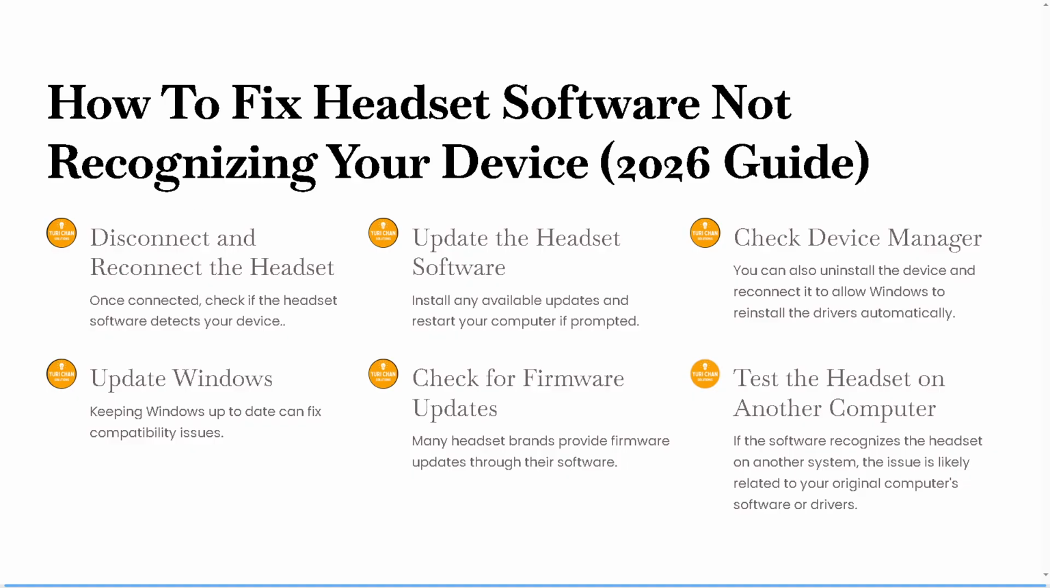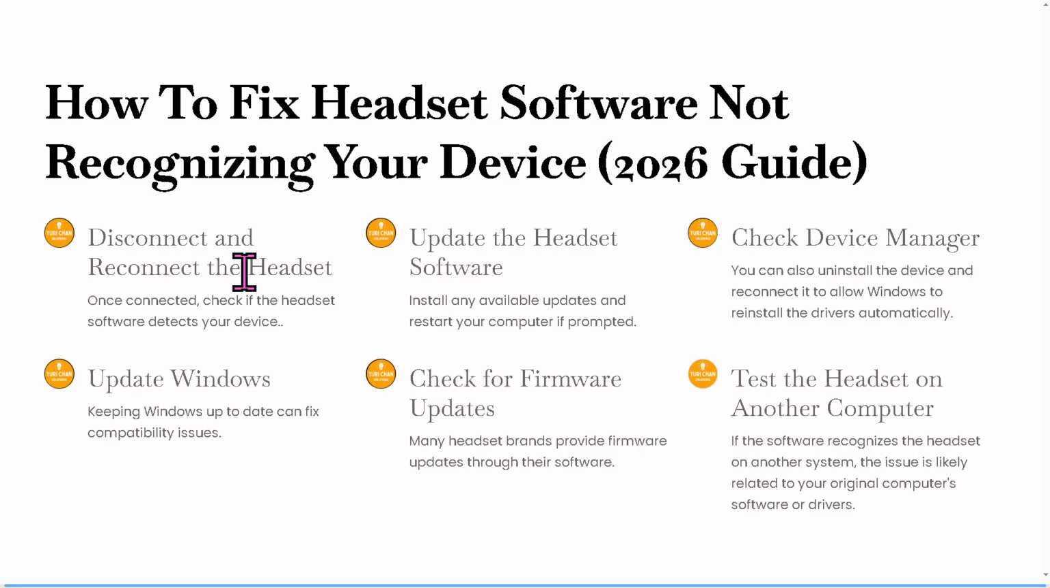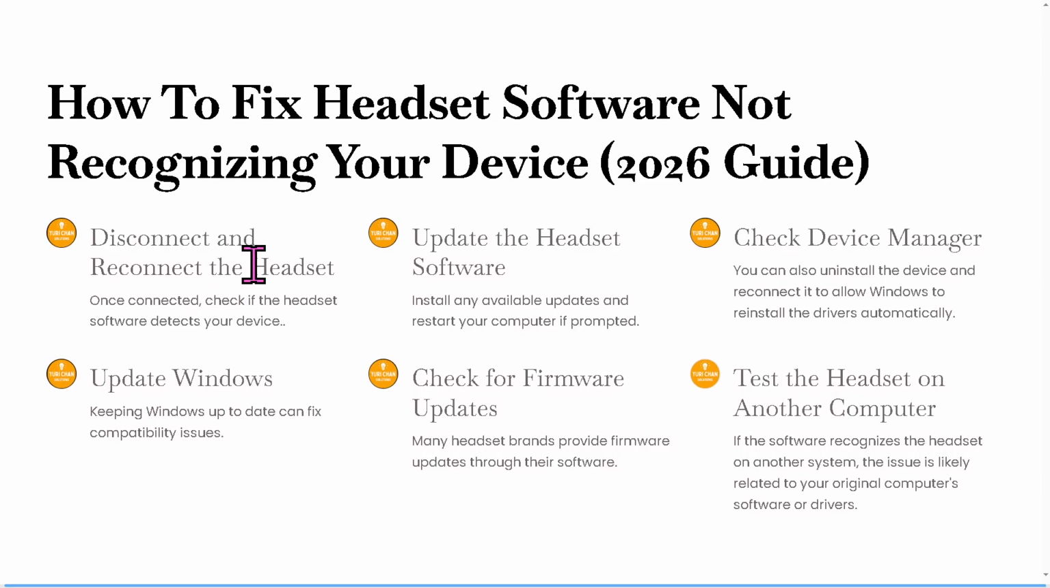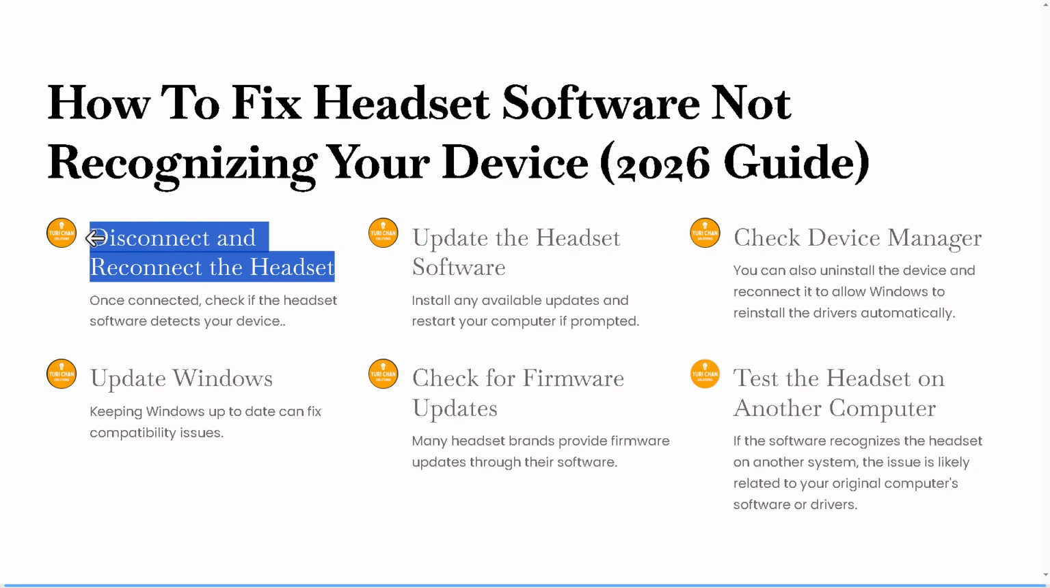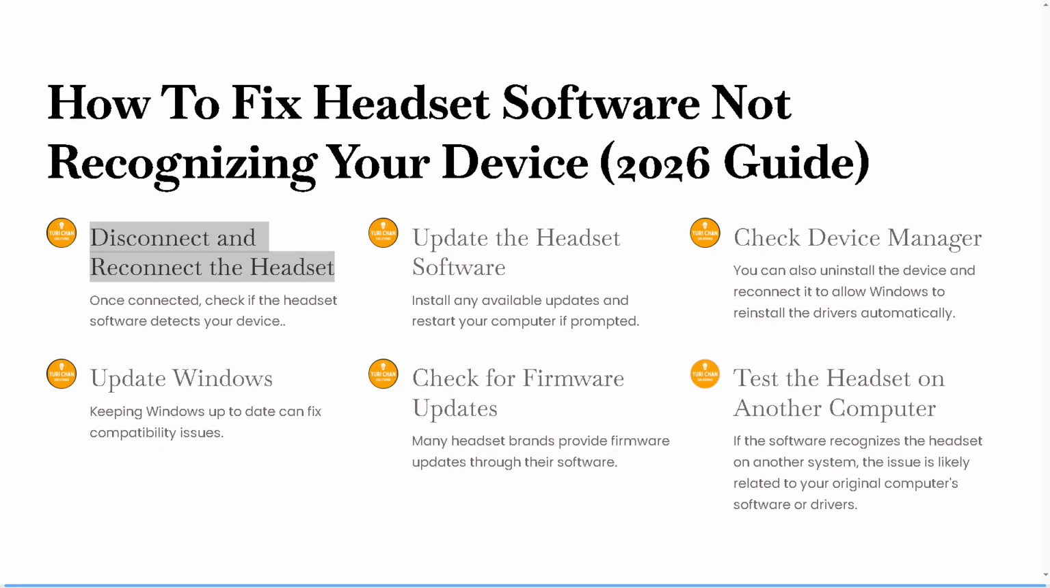So the first thing that you need to do is to disconnect and reconnect the headset. So start by unplugging your headset from your computer. If you are using a wireless headset, disconnect the USB dongle as well. Wait about 10 to 20 seconds, then reconnect the headset directly to your computer. Avoid using USB hubs or extension cables during troubleshooting. And once connected, check if the headset software detects your device.